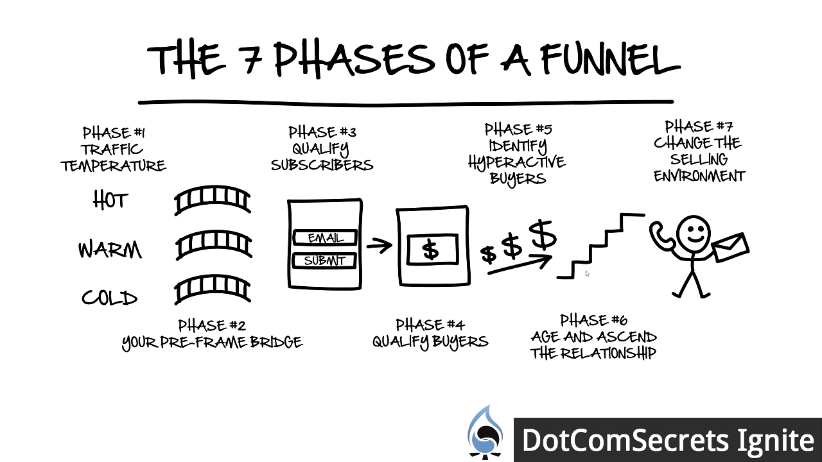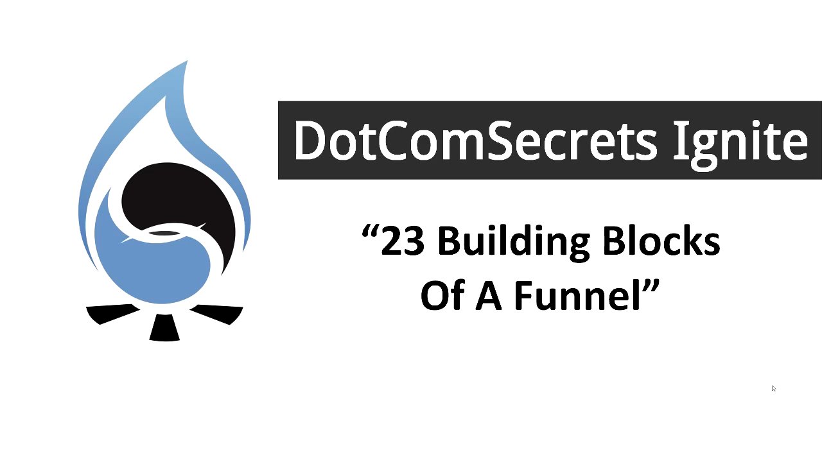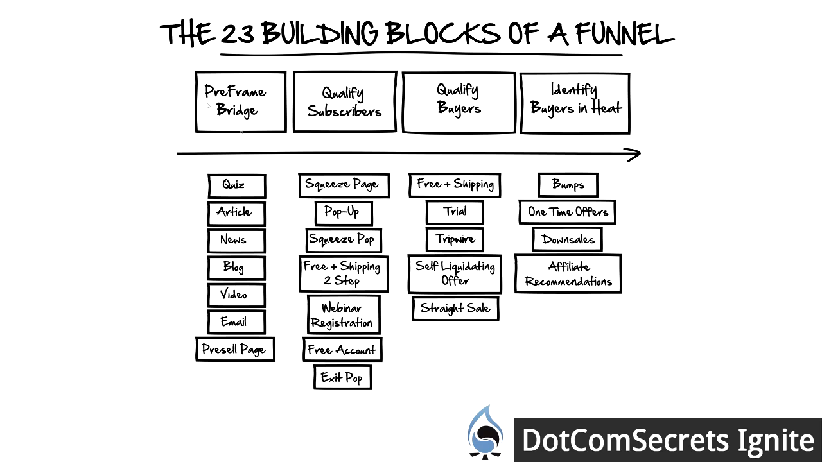So because of that, we created what I call the 23 building blocks of a funnel. I spent a long time going through all of our funnels, and I realized that I was doing this over and over and over again, but I was doing it in different ways. So right here, the pre-frame bridge. The pre-frame bridge we talked about, there's 1, 2, 3, 4, 5, 6, 7. There's 7 types of pre-frames that we use in our company.